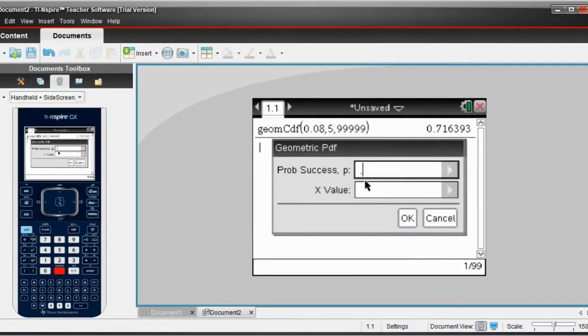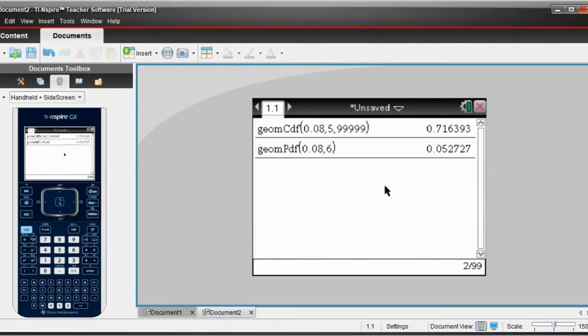So again, we'll put in our 0.08. We'll put our X value to be 6. We'll hit OK. And the answer to part C is going to be 0.052727. So in other words, there is a 5% chance that the first colorblind man would be the 6th person in that line. So moving right to the last one, D.